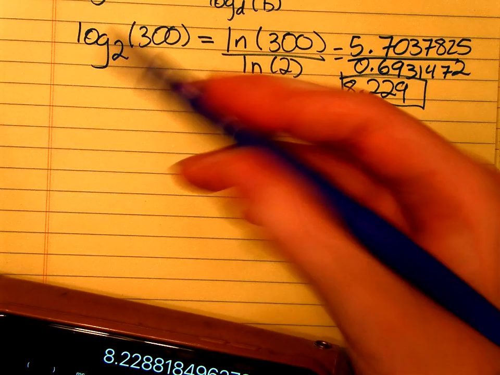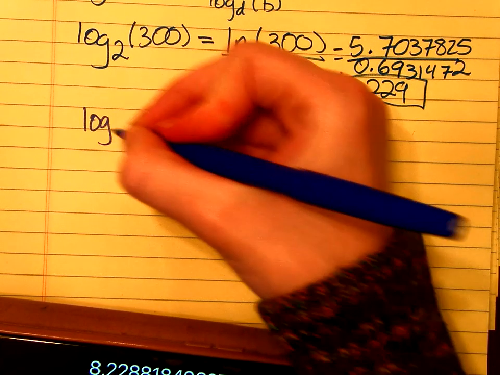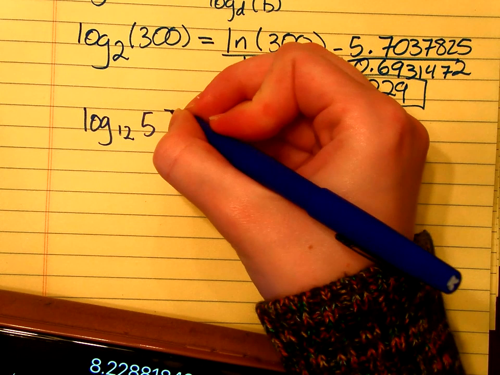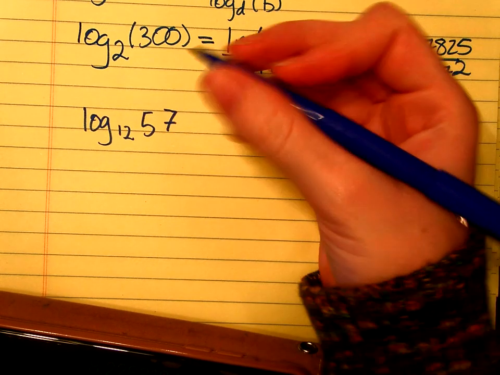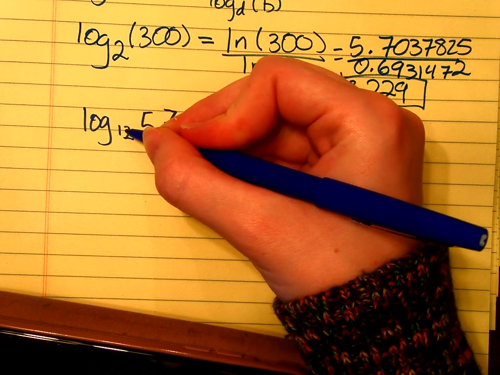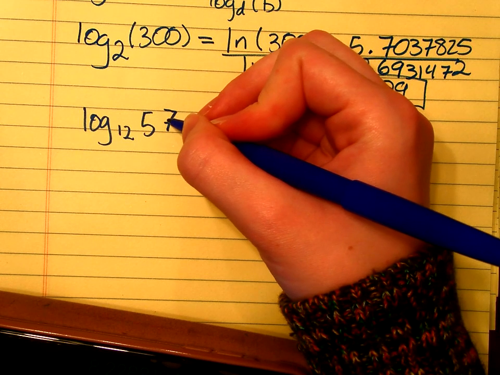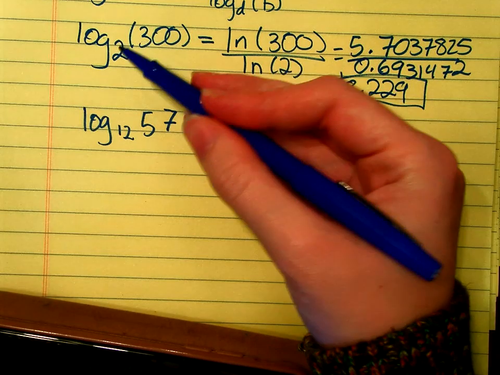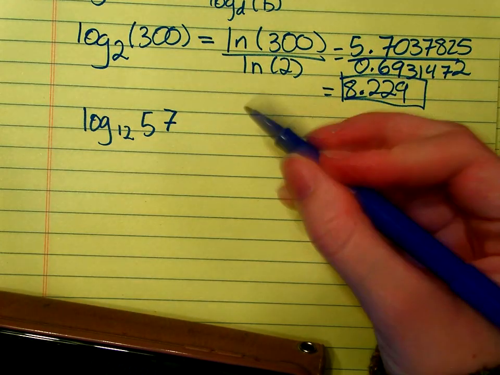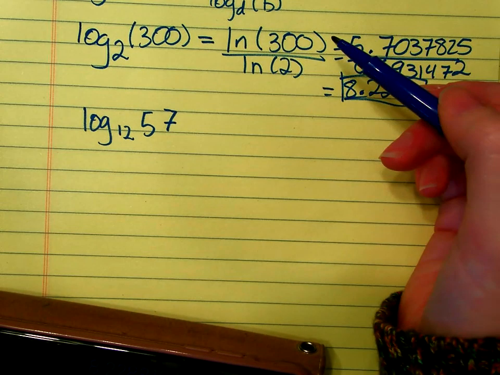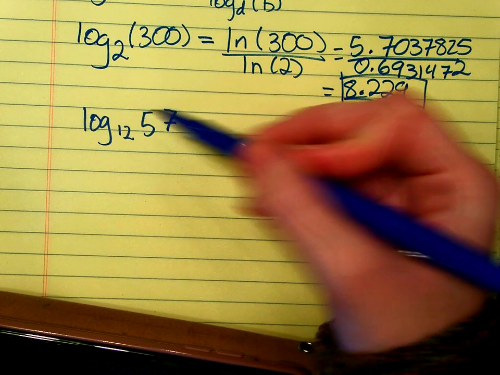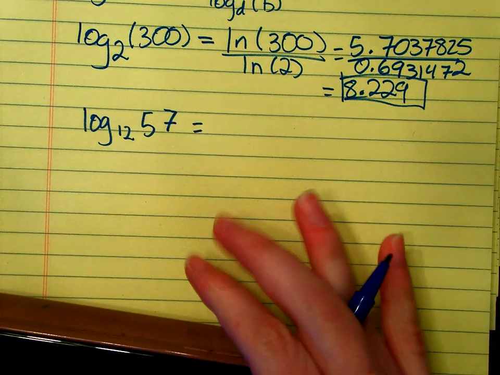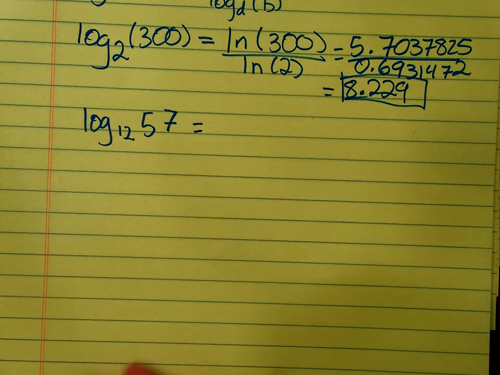Let's try another one together. Let's say I have log base 12 of 57. Going to be something weird because it's really asking ourselves 12 to the what power gives me 57. Just like up here, asking me 2 to the what power gives me 300. Well, it's 2 to the 8.229 approximately. So 2 to the something between 8 and 9. Here, 12 to the what power gives me 57. We don't know yet. We're going to find out. Go ahead and pause the video and try to do this on your own.